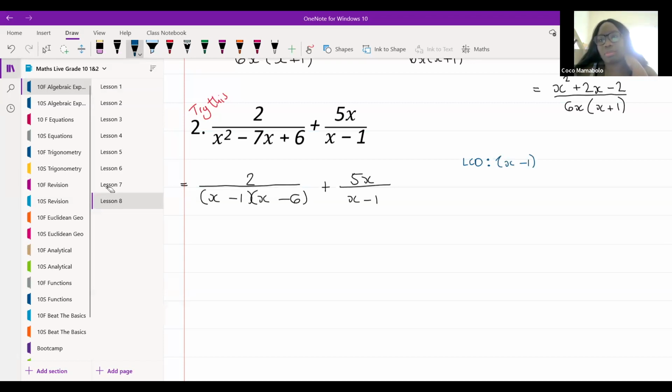Ma'am, so let's find the LCD. Yes, of course, we must find the LCD. That's what we're finding. And then the other one would be x minus 6. That is the LCD. Excellent. Good. Beautiful. And you've forgotten something, my darling. Don't forget it on this side.